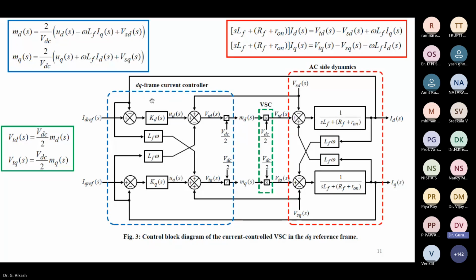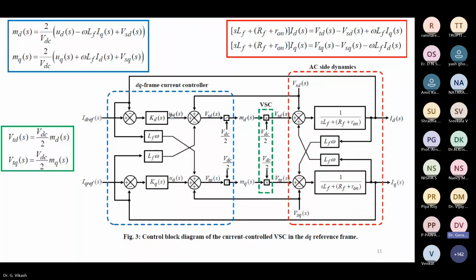controller. Here, ID reference, suppose it is grid connected mode, so we have to inject some active power and reactive power into the grid. Based on the active and reactive power, we can calculate the ID reference and IQ reference, and from that we inject the same power into the grid. So ID reference and IQ reference we will fix. Then the actual ID is the feedback we are measuring, and the error is given to one of the PI controllers.